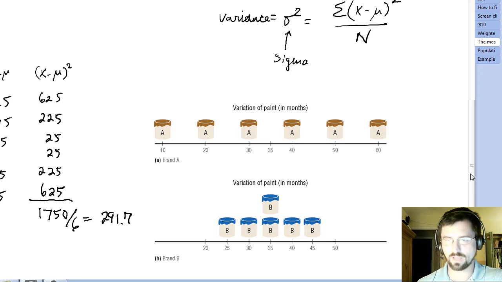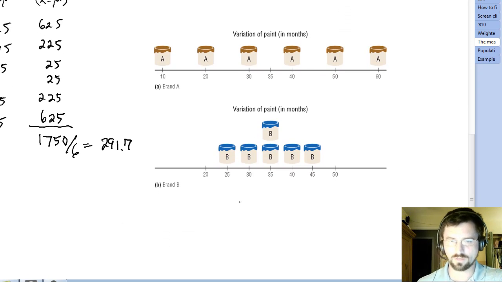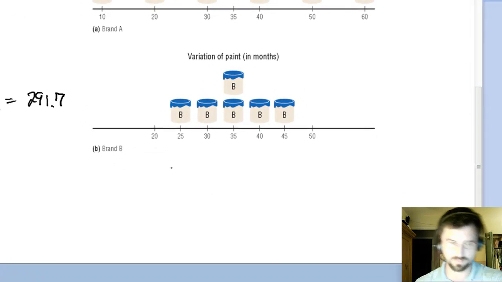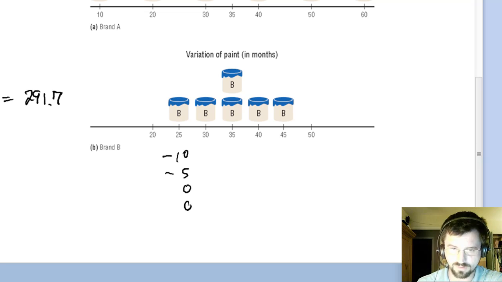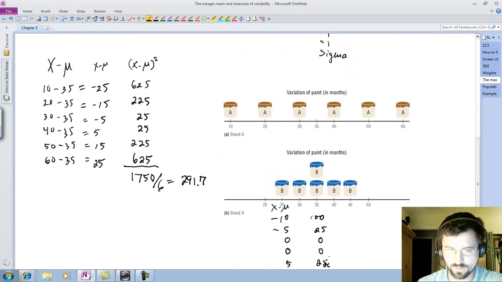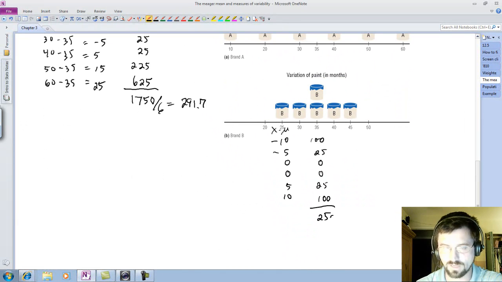Let's do it again. The variance is found by taking the sum of the differences squared and dividing by 6 in this case, because there are 6 elements. So the difference to the mean here is negative 10. Then we have negative 5, 0, 0, 5, and 10. Those are the differences. Those are the x minus mu's. But we need to square those. So we get 100, 25, 0, 0, 25, and 100. We add those up, we get 250.